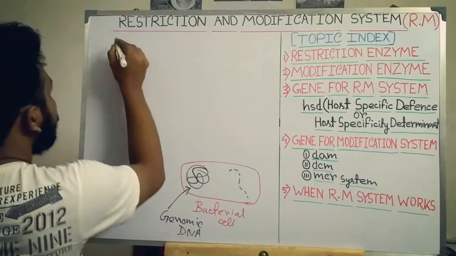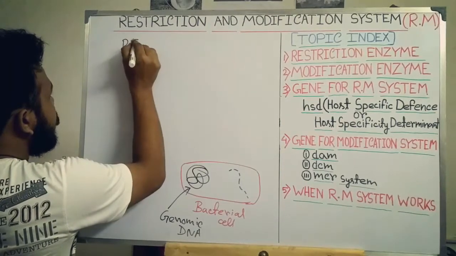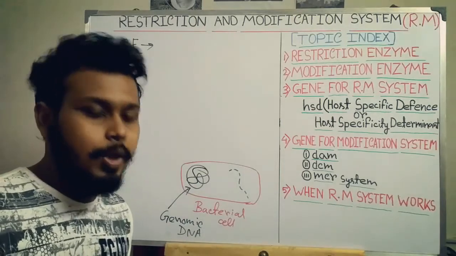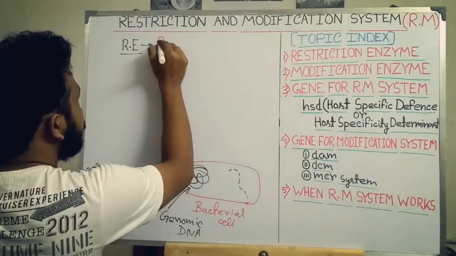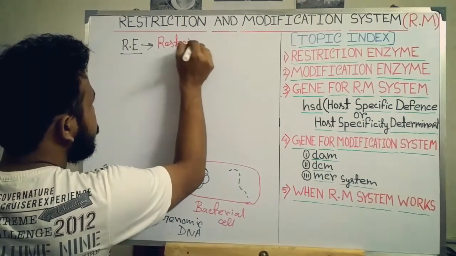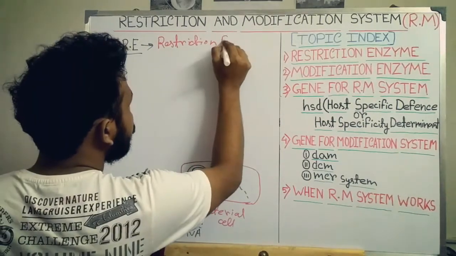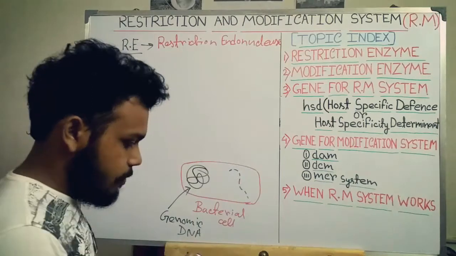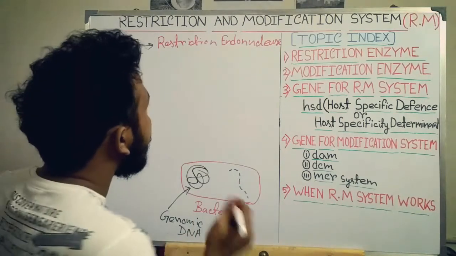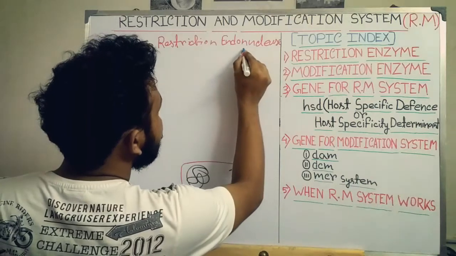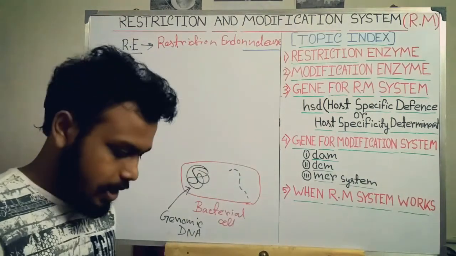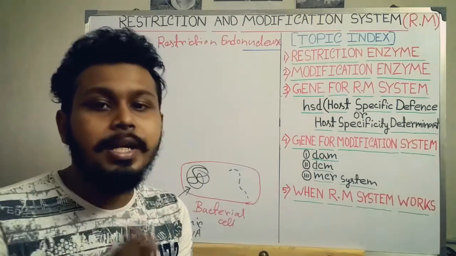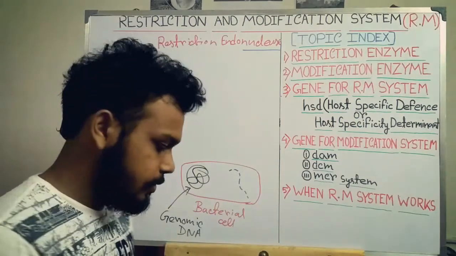The restriction enzyme that I denoted here as RE is also known as the restriction endonuclease enzyme. So here you can see that this restriction endonuclease is a nuclease type of enzyme. That means the nuclease enzyme cuts the DNA at the phosphodiester bond in between two nucleotides.